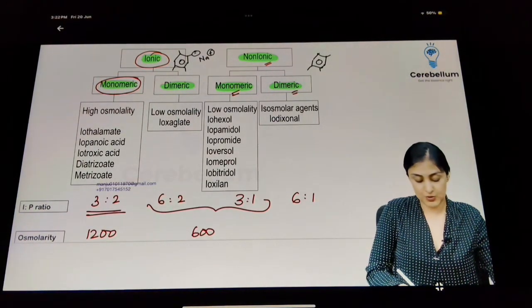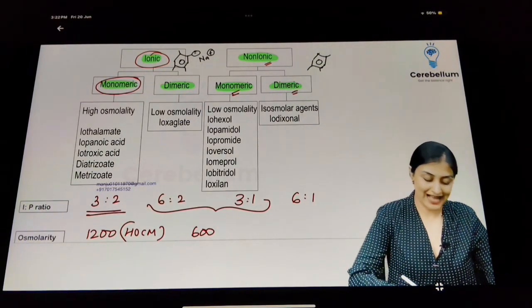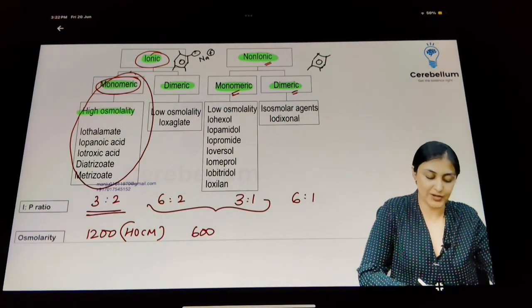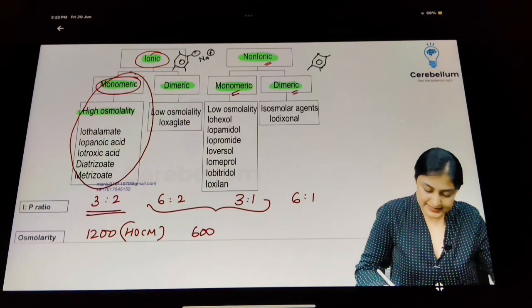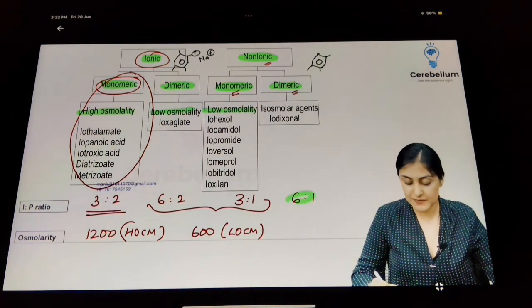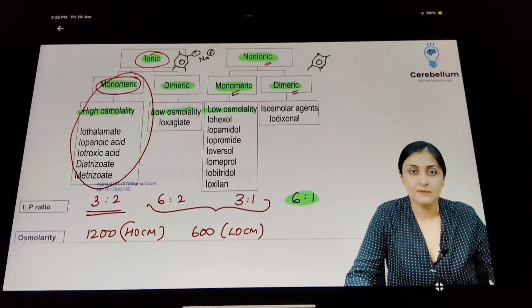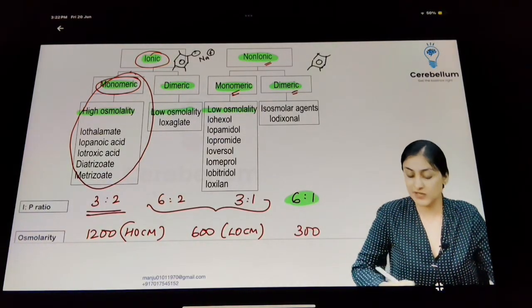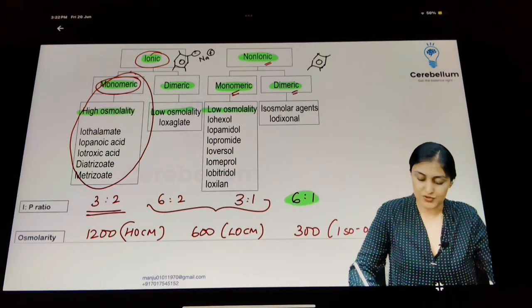Now when we had 1200, we used to call it high osmolar contrast media. So my ionic monomers are my oldest category, which are high osmolar contrast media. Then I made these and I called them low osmolar contrast media. So these two categories are low osmolar, and then we developed 6:1. Now low was already taken. So then they were like, okay, this osmolarity is 300, which is pretty similar to our plasma. So let's call it iso-osmolar contrast agent.